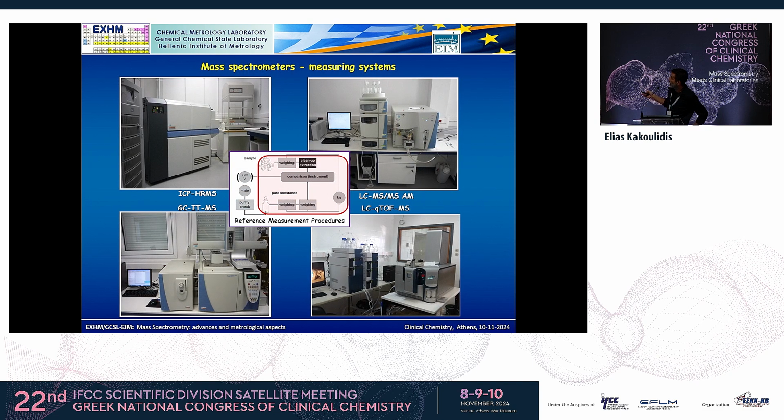So here is what we have at our laboratory for measuring, and the measuring systems that we have in use. It is a high-resolution ICP mass spectrometer. You use it for measuring all the elements. A triple quad mass spectrometer, a QTOF MS, and an ion trap GCMS. These two are quite old, are going to be replaced this year, next year, with high-resolution spectrometers.